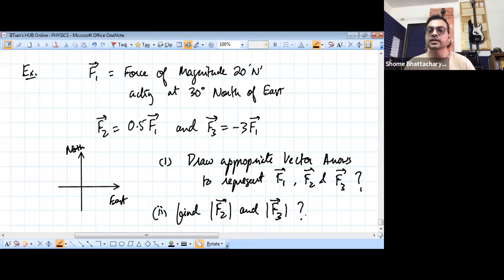Meaning, vector is not a negative quantity currently. Vector has magnitude and direction. So the relationship between vector F3 and F1 is that they are having a negative sign. That means their directions are opposite. Okay. Vector is not a negative quantity. Vector is a quantity which has magnitude and direction. Okay. But if I say that vector F3 is negative 3 times F1, that means the direction of F3 is becoming opposite to F1. That is the meaning of this.